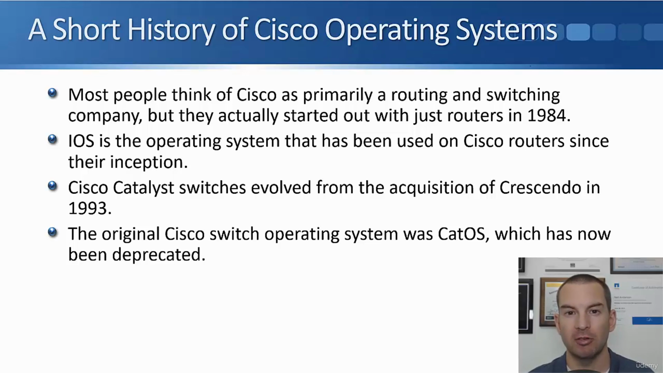To offer switches, that was through an acquisition. They bought Crescendo in 1993. And the Catalyst switch product line came about because of that acquisition. The original operating system on the Catalyst switches was CatOS, but that's been deprecated quite a long time ago now.